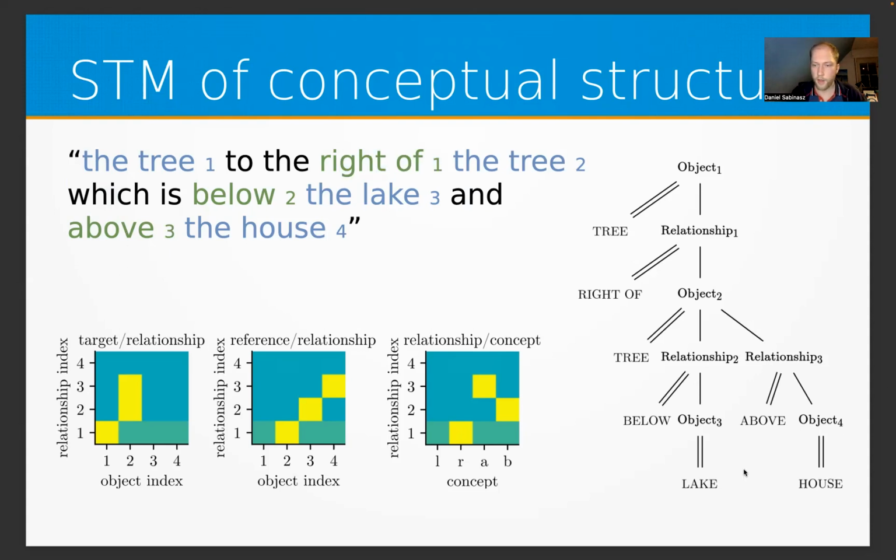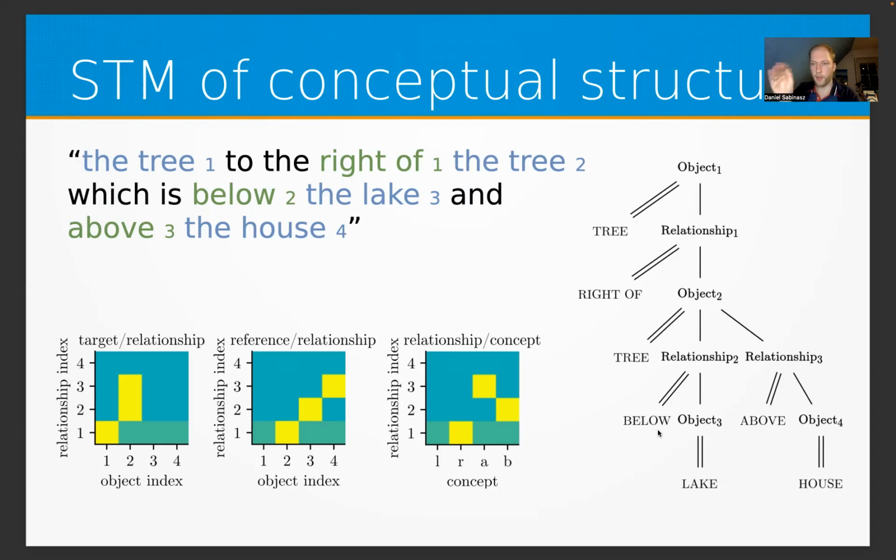Yeah, and this is actually the way that you might draw the conceptual structure expressed by this phrase here in the kind of notation that we've seen before, but I don't want to zoom in on that. So perhaps just very quickly, we have object 1, which is bound to the tree concept, and also bound to a certain relationship, and that relationship is also bound to the right of concept, and further bound to a certain object, which is bound to the tree concept and to two different relationships. And these two relationships are further bound.